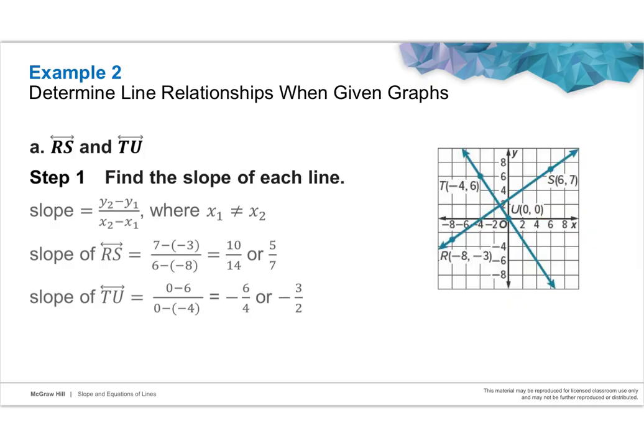So we do some quick subtraction of our y's. 0 minus 6 and 0 minus -4 for the subtraction of our x coordinates. We end up with -6 over 4, or simplifying there and taking out the common factor of 2, -3 over 2. Let's analyze the relationship between those values.